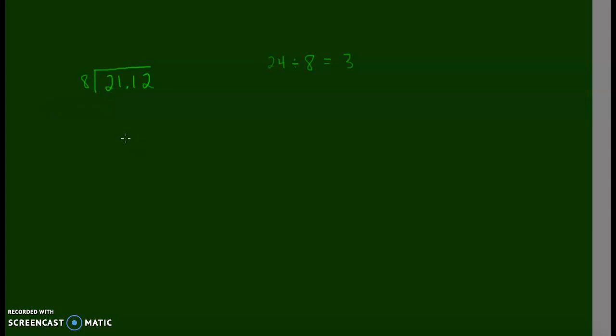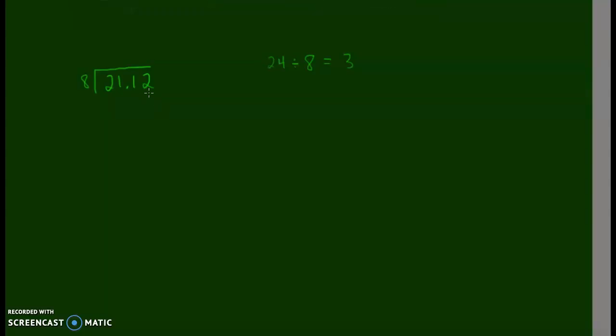Or another way I could think about this is I'm kind of following my regular division problem. So how many groups of 8 can I get from 21? I can't get any. Or excuse me, how many groups of 8 can I get from 2? Can't get any. How many groups of 8 can I get from 21? Well, I can get 2. So I could use 2 as my estimate as well. So I could either use 3 for my estimate or 2 for my estimate.